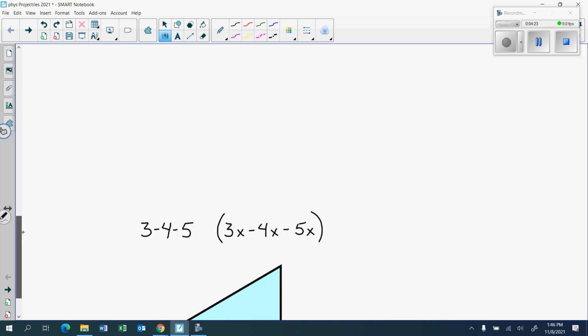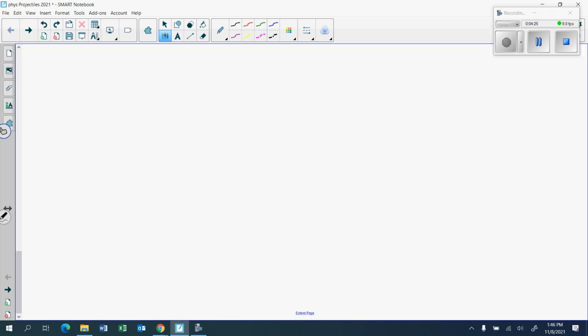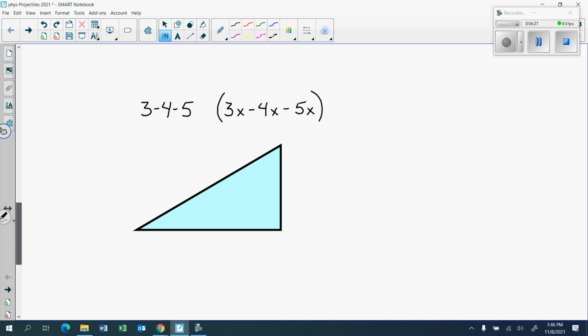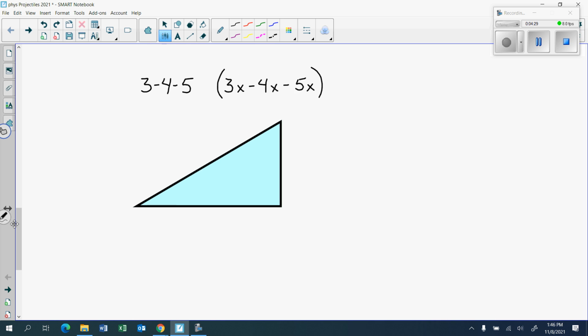This last one right here is extremely popular. It might be the one that's maybe the most challenging to use just because the angles are kind of estimates. This is called the 3, 4, 5 triangle. It might be smarter to call it the 3x, 4x, 5x triangle, but no one calls it that. We call it a 3, 4, 5 triangle.